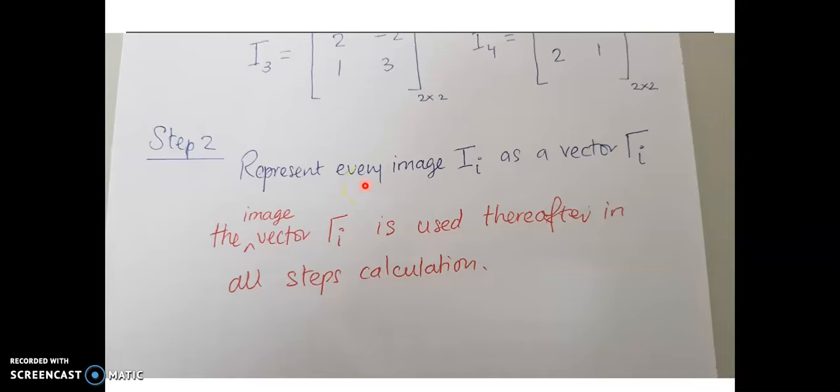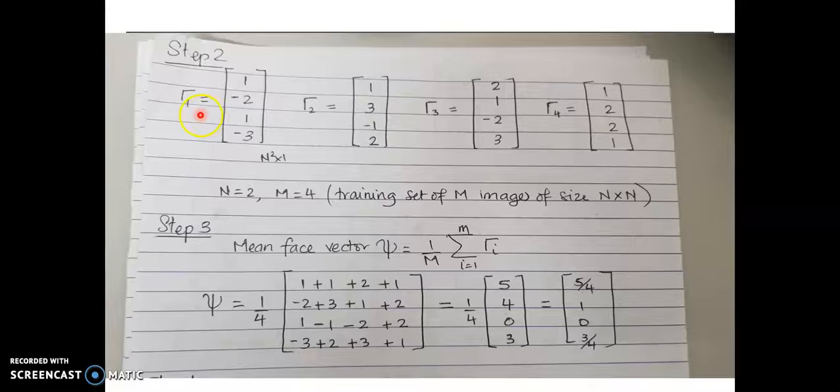Next, we have to represent every image as a vector. And thereafter, the image vector represented by gamma i will be used in all the steps for calculation. So I represented the images as vectors. I convert the 2 by 2 matrix into a 4 by 1 matrix, which is N squared by 1 if you consider a general image size. So you have gamma 1, gamma 2, gamma 3, gamma 4, the respective vectors for the 4 images.